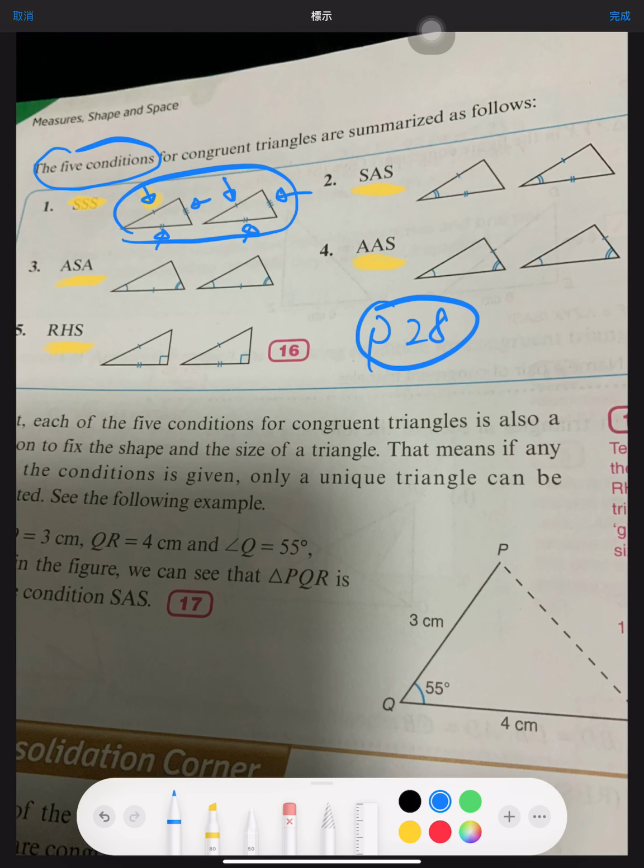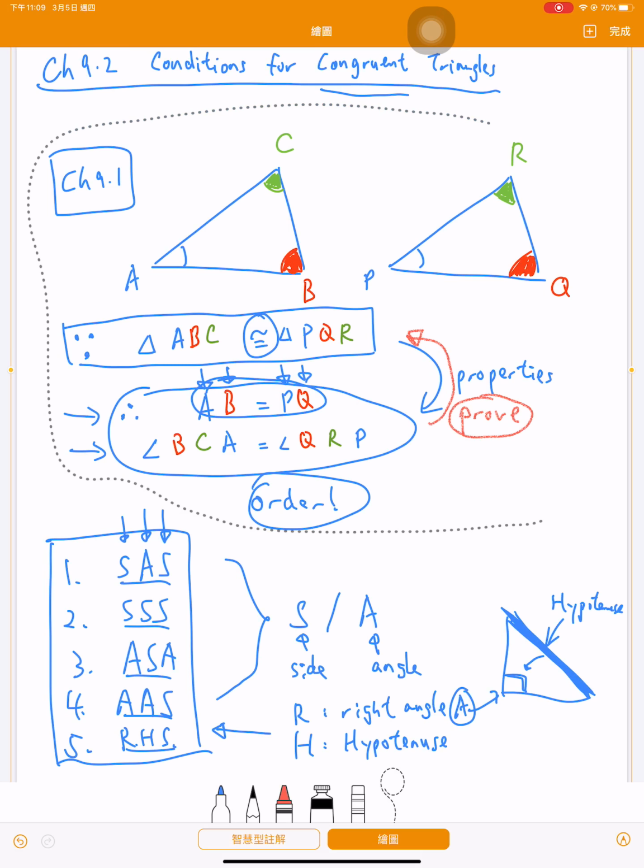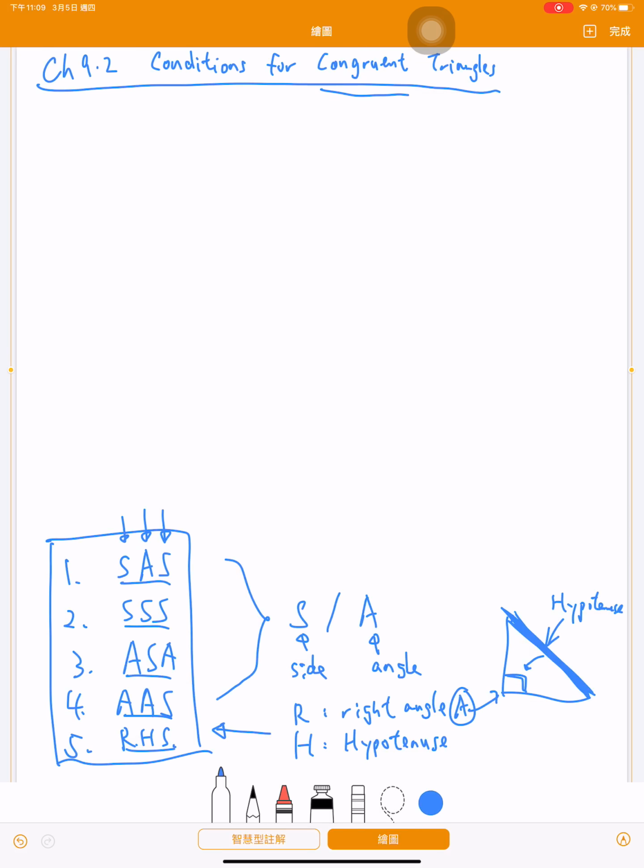You may ask, why these 3 conditions can make sure the 2 triangles are the same, right? And I'm going to show you some of the conditions. For example, for the first one, SAS. For example, if I have two triangles, first of all, I give you one point. There's A and a P. SAS, that means we have 2 sides equal, and the angles in between the 2 sides. This one we call it included angle.